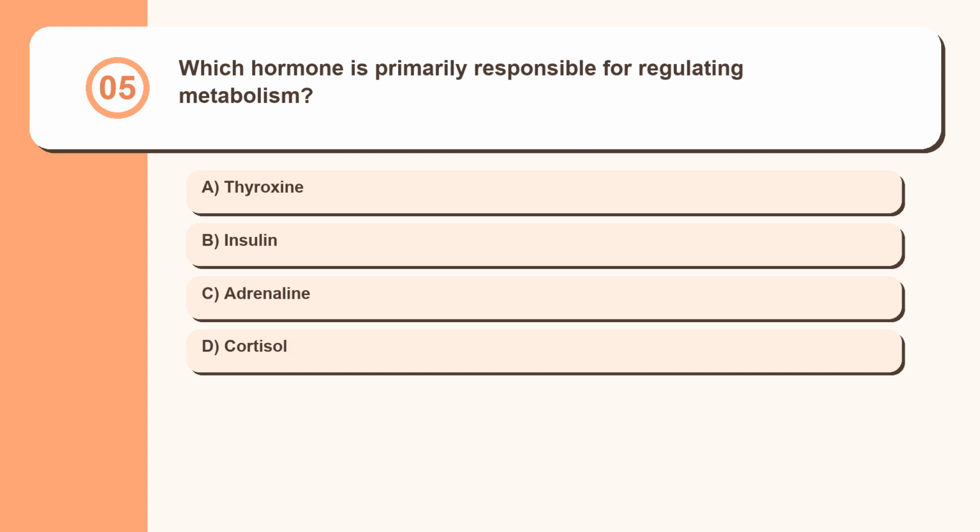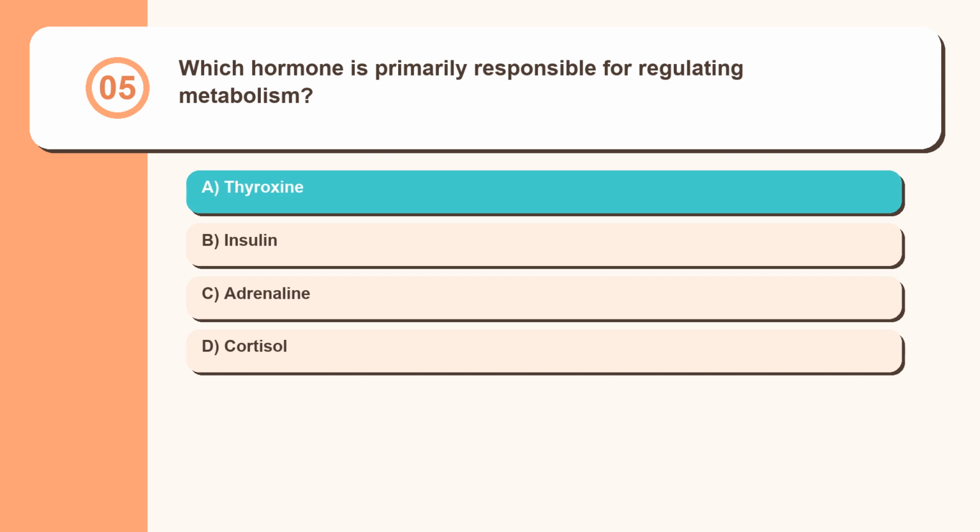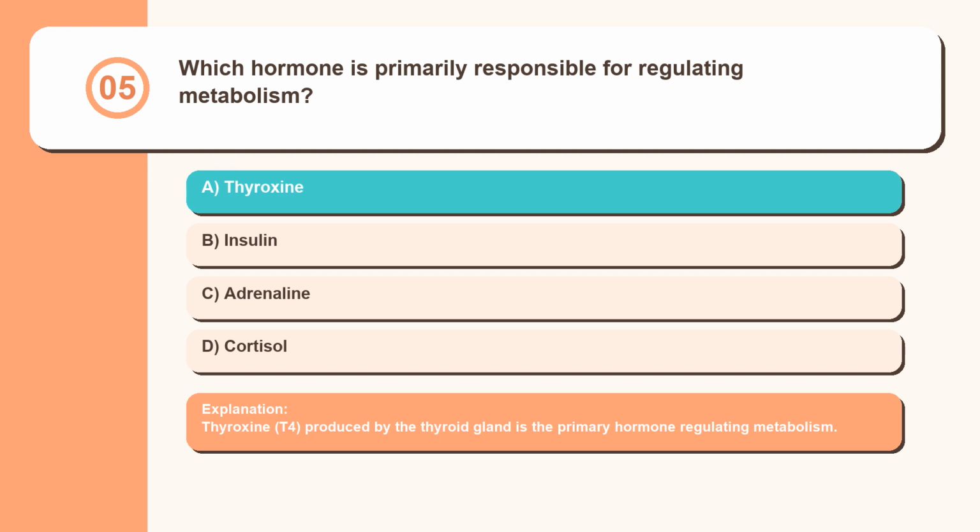Question 5. Which hormone is primarily responsible for regulating metabolism? Thyroxine, insulin, adrenaline, cortisol. Thyroxine, T4, produced by the thyroid gland is the primary hormone regulating metabolism.